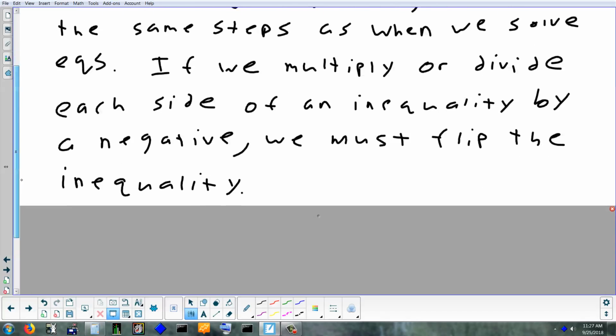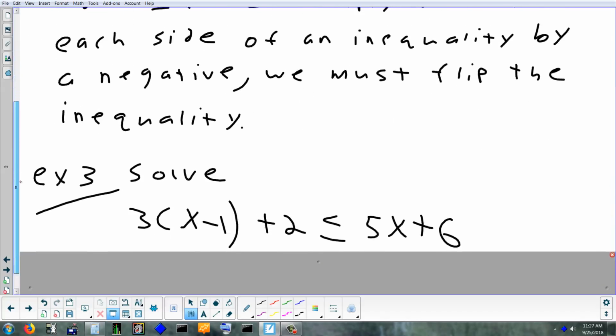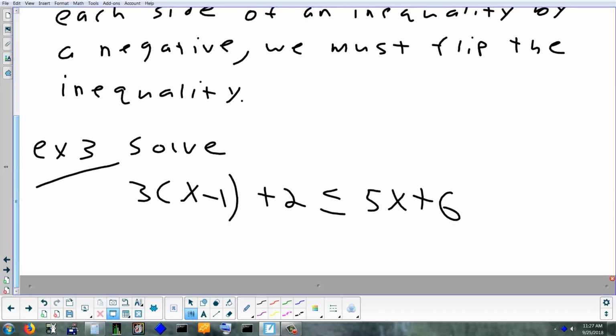All right, so let's look at an example. And sometimes, depending on how you solve it, what you move side to side, you can avoid having a negative number in front of the variable. Depends on how you solve it. Okay, so let's solve this one. We don't have to graph the solution. We'll just solve it and leave our answer as an inequality, and then we'll write it as an interval.